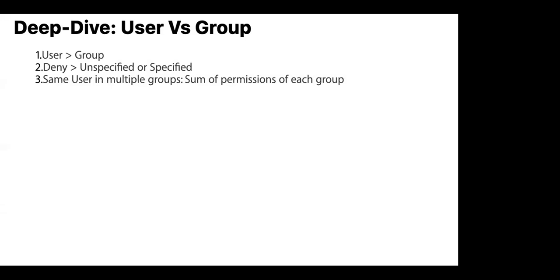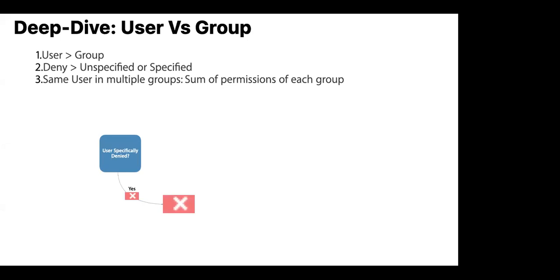There's a user, there's a group. People can assign permission on both. So how does Tableau evaluate which is which? I'll give you a more simple rule. User overrides groups. Deny overrides unspecified or specified. If they are both groups, one group may have more permission, another group may have less. It ends up with the sum of the permissions of each group. That will be your key takeaway.